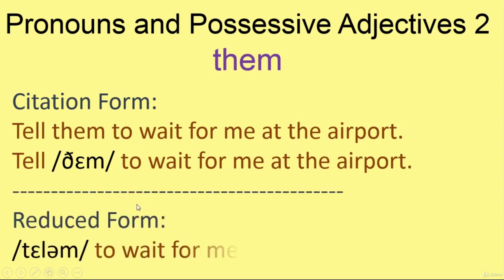But when we are speaking with reduced forms, we often drop the TH sound. The E becomes the schwa sound, and we just say 'em. When this is combined with tell, we just say tell 'em. Tell 'em to wait for me at the airport.